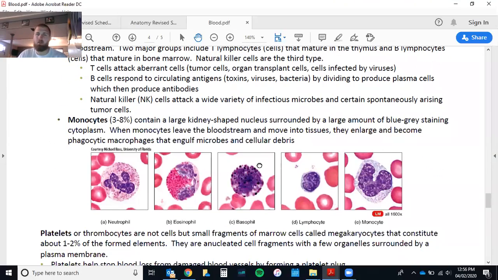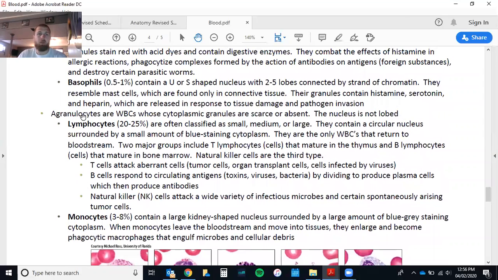Okay, now basophils. They have an S-shaped nucleus with 2 to 5 lobes. You can't really see it in the picture. They resemble mast cells found in connective tissue, as I mentioned. And they contain histamine, serotonin, and heparin, released in response to tissue damage and pathogen invasion.